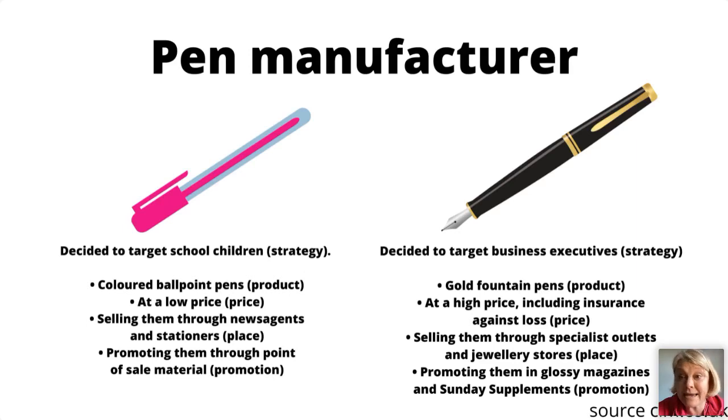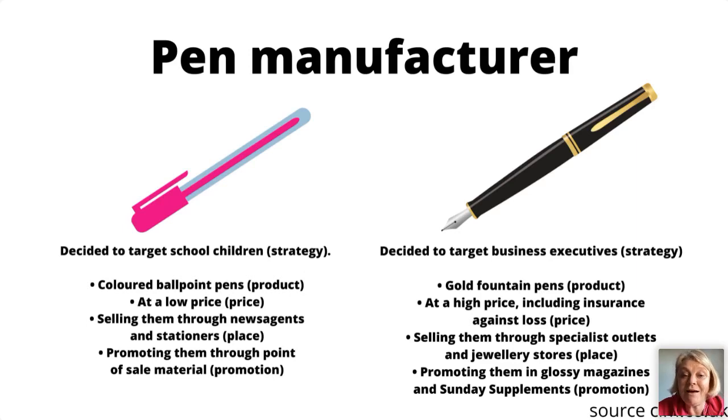If, however, you were the same pen manufacturer, but you were targeting business executives, that's what your strategy had decided upon, then you would have a totally different product for them. You might be thinking, actually, what I want to create as my product is a gold fountain pen. So therefore, the price point would be totally different. You might extend the offer to include insurance. You wouldn't sell it in corner shops. You would sell it in high-end jewelers and department stores. You might even include some people in there where they're trained to show you how to use it or which one is best for your style of handwriting. You might promote them in glossy magazines and Sunday supplements, for example.